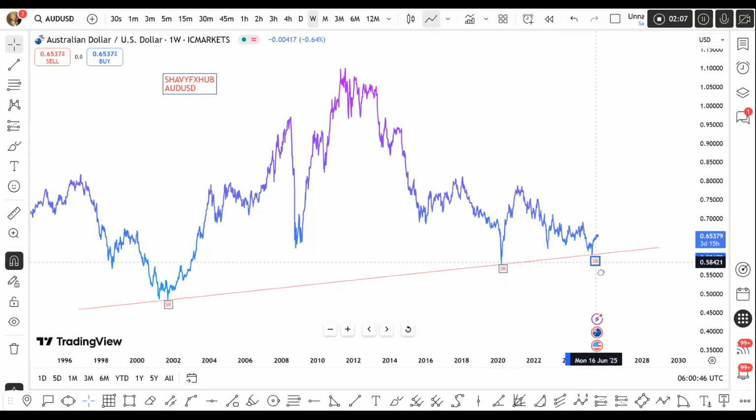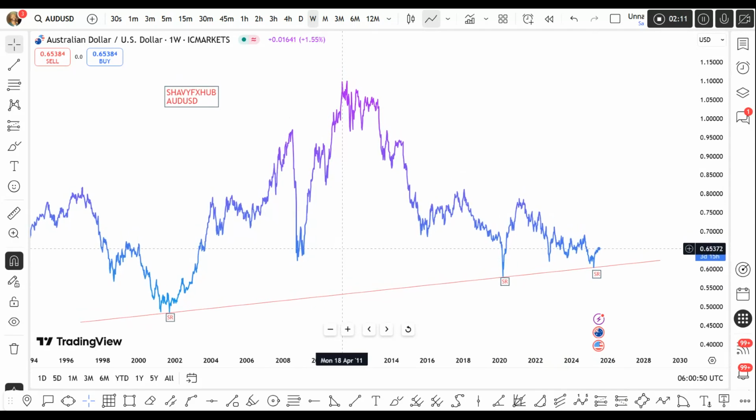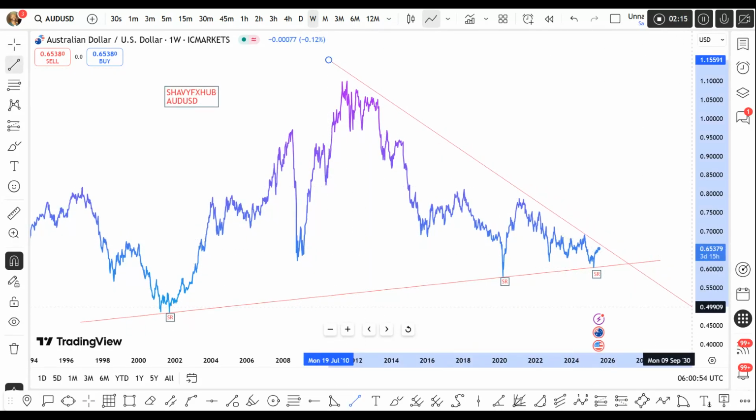So since the RBA rate remains the same, a whole lot of things will not be the same again. So now I'm looking for an official breakout from my steep trend.